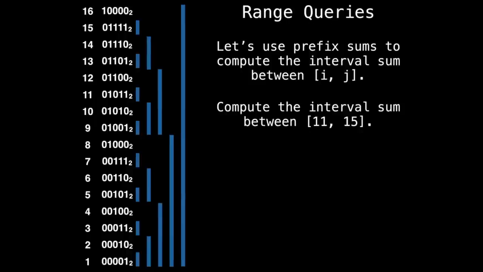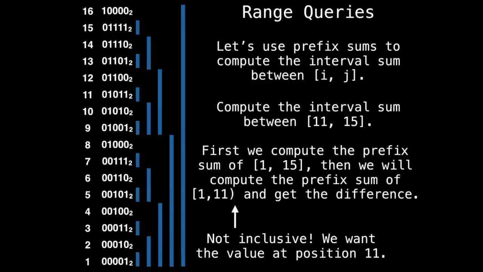Okay, let's pull this all together and try to do an interval sum between i and j. Let's calculate the interval sum between, say, 11 and 15. The idea is we're going to calculate the prefix sum of 15, and then we're going to calculate the prefix sum up to 11. But notice that we're not going to calculate up to 11 inclusive, but exclusive, because we want the value at 11.